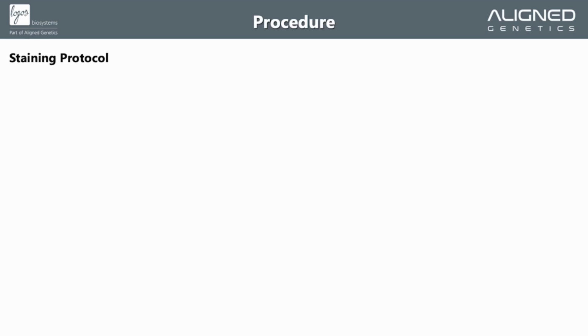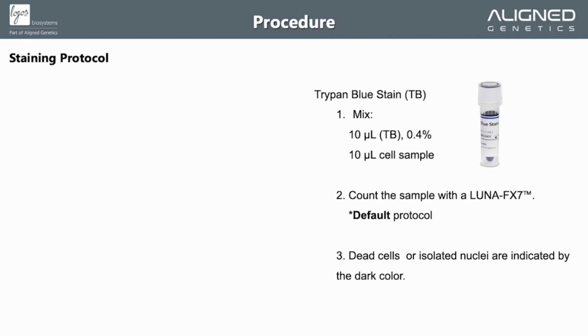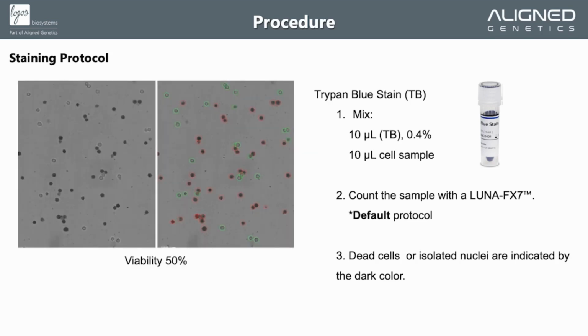That being said, let's discuss the trypan blue stain protocol first. With trypan blue stain, you can simply mix your sample with TB, trypan blue, in a 1:1 ratio. Load your samples onto a cell counting slide and count them using a Luna FX7, and you can use the default protocol. Dead cells or isolated nuclei are indicated by the dark color. So for example, in this montage here, let's say you have 50% viable cells. Your results should resemble this image, with dead cells appearing dark and live cells transparent.